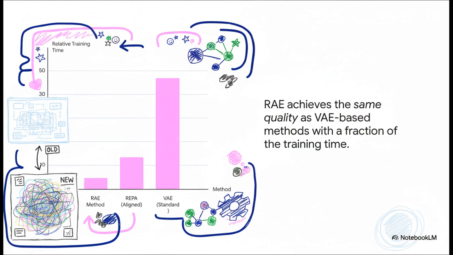By starting with a better blueprint and then teaching the AI how to use it, they didn't just get better images, they got them in a fraction of the time. To reach the same level of quality, the standard old method takes 47 times longer to train. 47! That is not a small improvement. That is a fundamental, game-changing shift in efficiency.